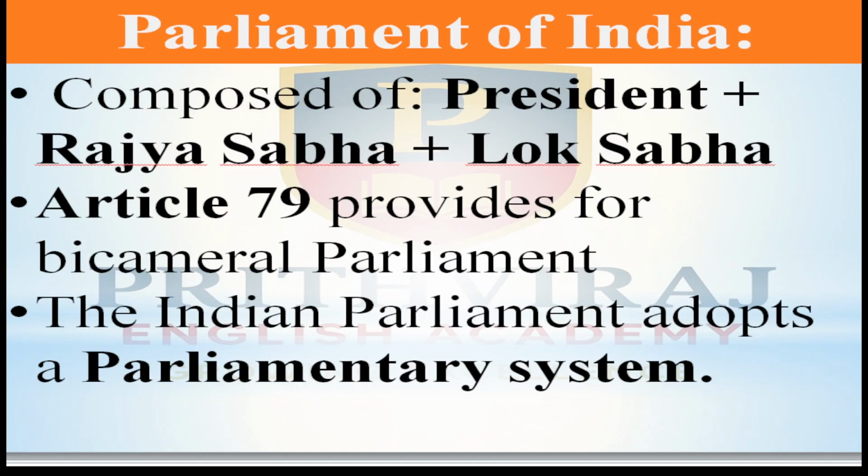Okay. Now come to the Parliament of India. In the parliament, the president, Rajya Sabha and Lok Sabha will be there. Composed of what? President, Rajya Sabha and Lok Sabha. According to Article 79, a bicameral parliament is provided in India. Bicameral legislature, we have already said. Bicameral legislature and bicameral parliament are both the same.